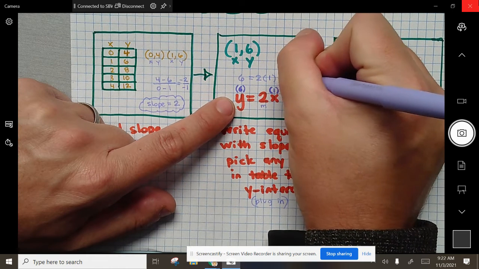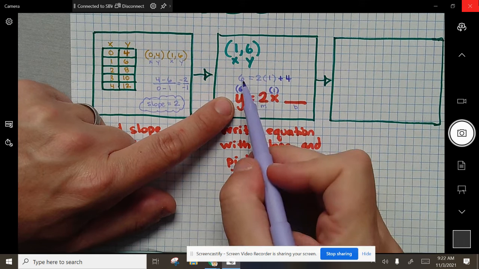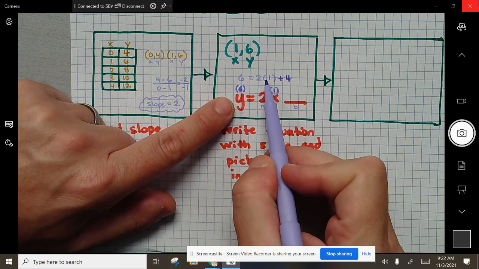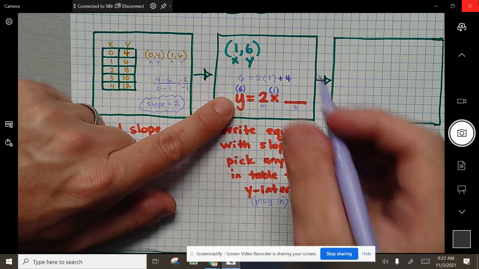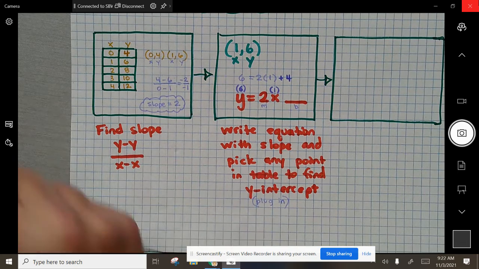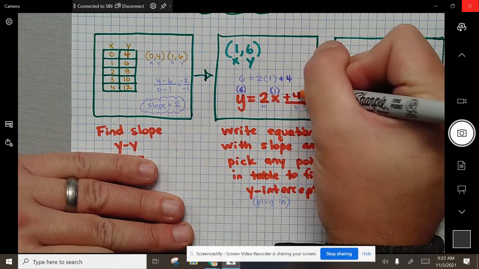What if I added 4? Does 6 now equal 2 times 1 plus 4? Does 6 equal 2 plus 1, 4? Yeah, it does. So guess what? You've just found out the equation.